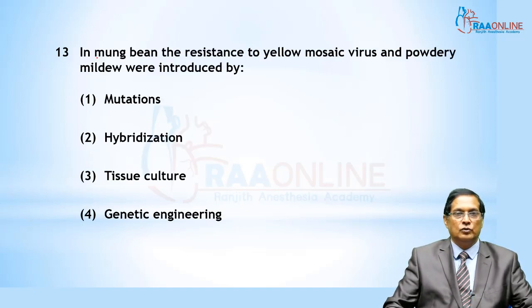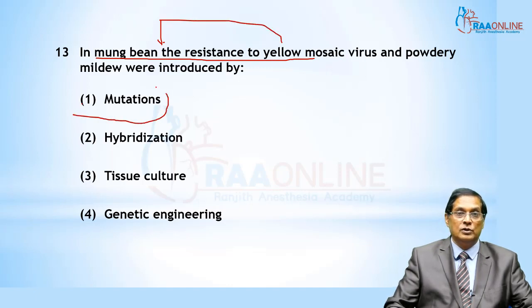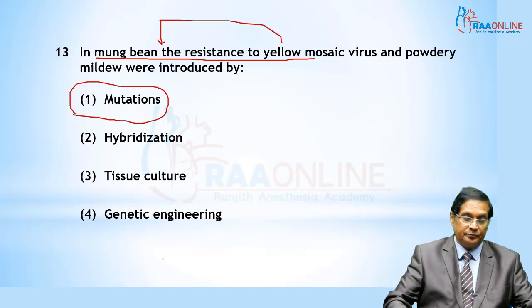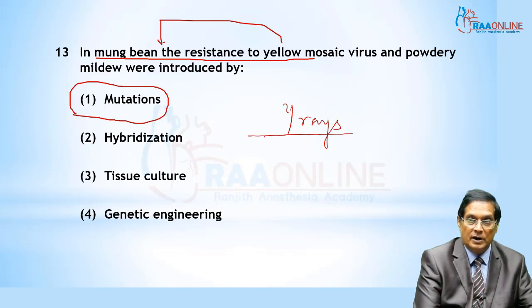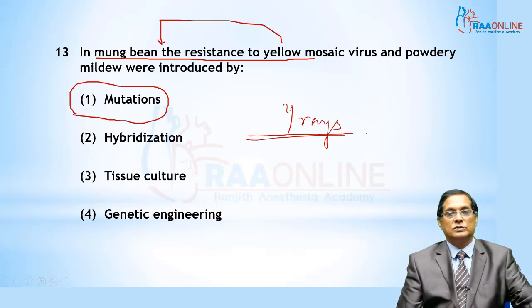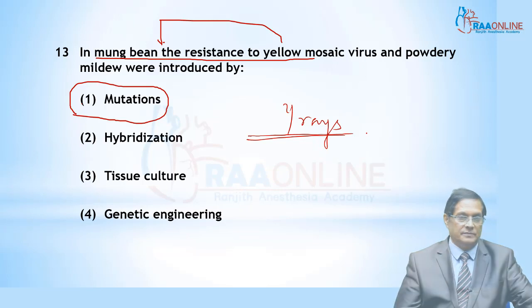Then come to the Moong bean. Moong bean is made resistant to yellow mosaic virus by mutation. This is due to mutation breeding, and mutations are generally induced by gamma rays. Gamma rays are mostly used for the induction of mutation.